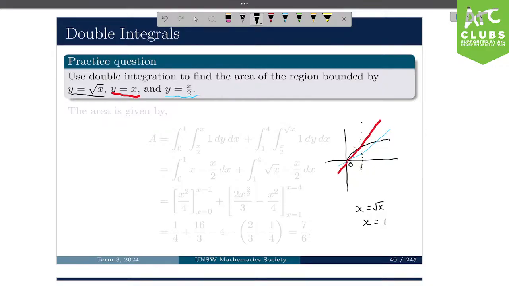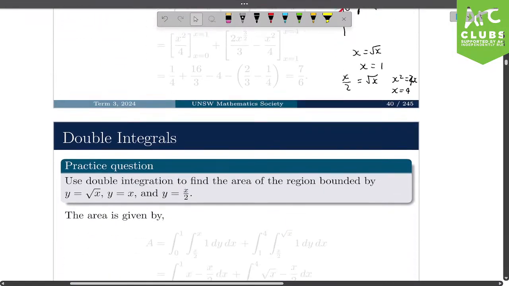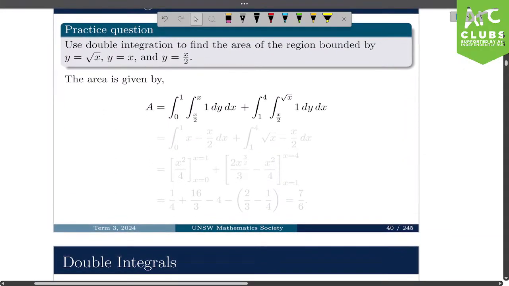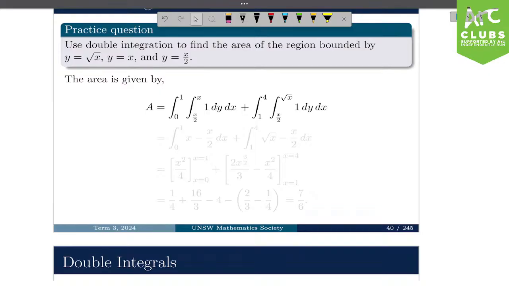And since they all intersect at 0, we also want to have a look at when y equals half x and square root of x intersect. So basically x squared is equal to 2x. I'm sorry, 4x, and that means x is equal to 4. So we have our two regions that we can apply our double integral on. Basically, if we find a double integral of 1 with respect to an area, then that gives us the actual area of the region. And since y depends on x, we want to integrate with respect to y first. Then we integrate with respect to x. Doing it out of order may yield a different result.